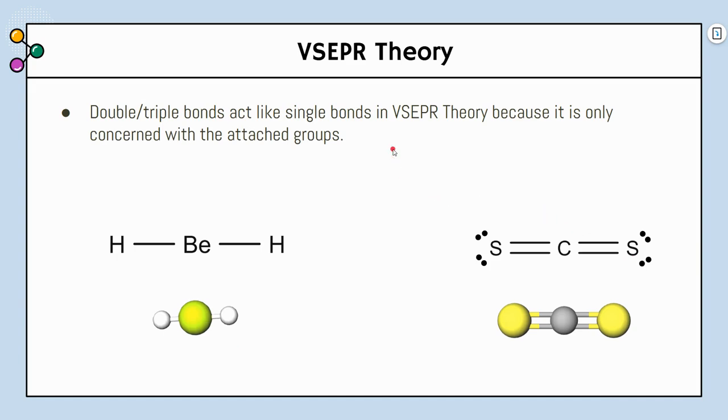Really quickly, one other note. Double and triple bonds in VSEPR theory are going to act the same way as single bonds because we only care about the attached groups. So this BeH2, with its single bonds, is going to give us the same structure as CS2 because we still have 2 things attached. Also notice that these S's have lone pairs, but that does not influence the geometry around this carbon because the lone pairs are not attached to the carbon. The geometry is only concerned with what's attached to this center atom.